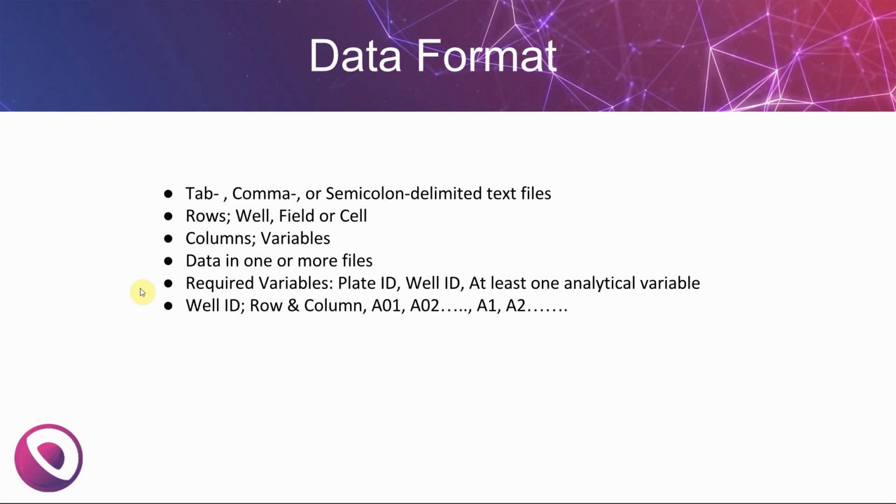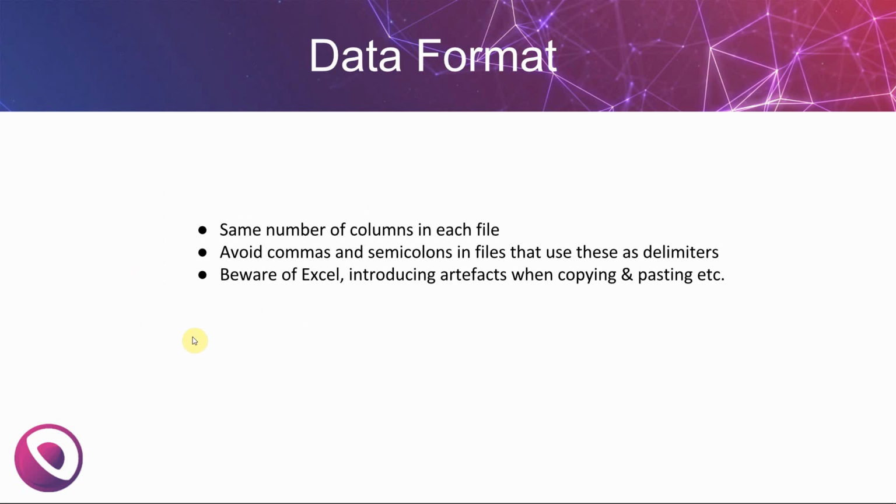And this is what is required at a minimum: a plate ID, some form of well ID, and at least one analytical variable. The well IDs can be row and column coordinates or alphanumeric A01 or A1. You must have the same number of columns in each file, and be careful and avoid commas or semicolons in files that use these as delimiters. Also, be careful when using spreadsheet programs, as you may introduce artifacts when copying and pasting.